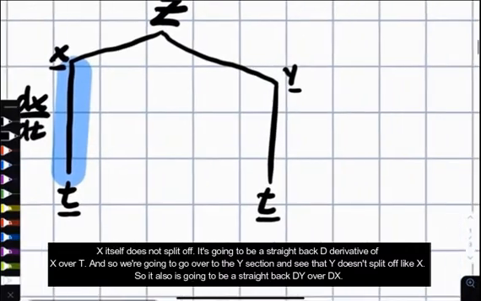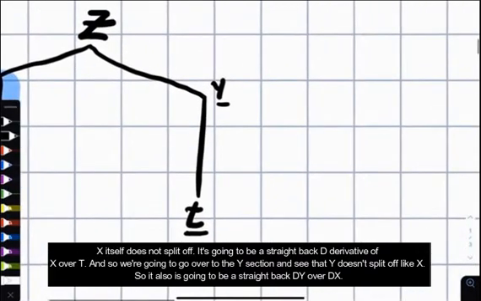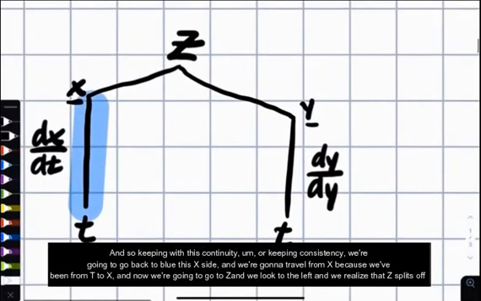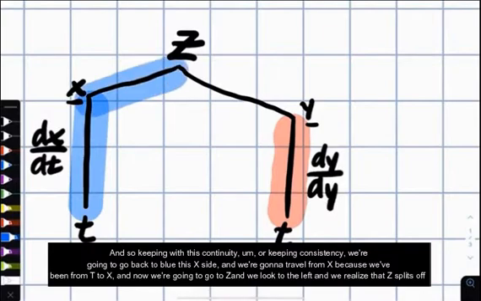We're going to go over to the y section and see that y doesn't split off like x, so it also is going to be a straight dy over dt. Keeping with this consistency, we're going to go back to blue, this x side, and travel from x, because we've gone from t to x, and now we're going to go to z. We look to the left, and we realize that z splits off.